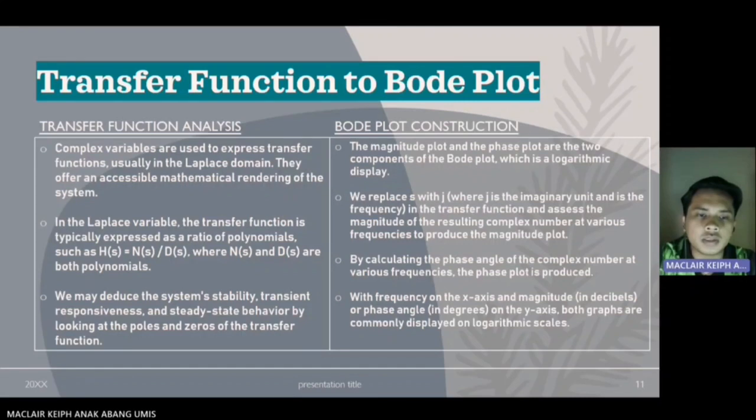We may deduce the system's stability, transient responsiveness, and steady-state behavior by looking at the poles and zeros of the transfer function.